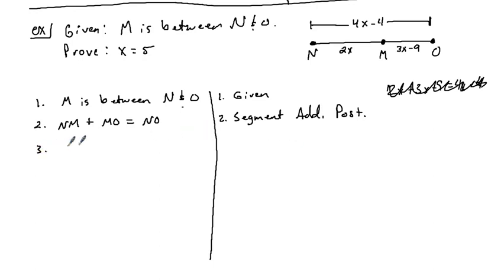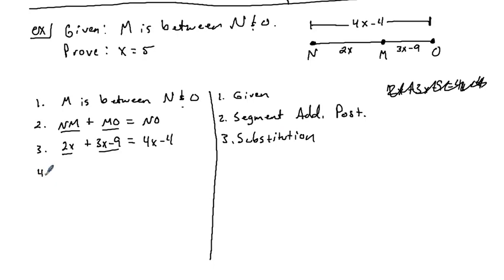Now, we'll go to the next step, and we can go ahead and say that 2x, which is NM, plus 3x minus 9, which is MO, equals 4x minus 4. But why were we able to do that? What property allowed us to say that NM is now 2x and MO is now 3x minus 9? That's called substitution. That's the substitution property of equality, but we're just going to say substitution. Anytime you substitute something, just say substitution.